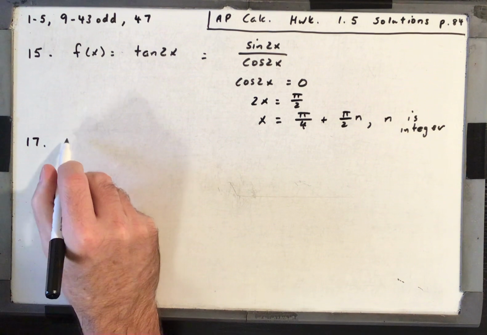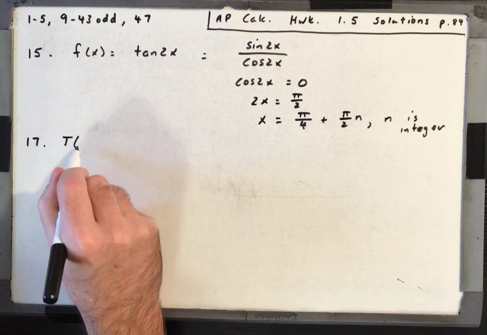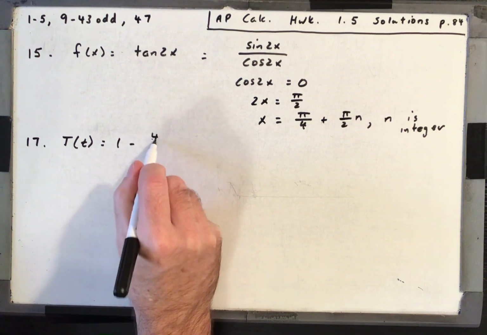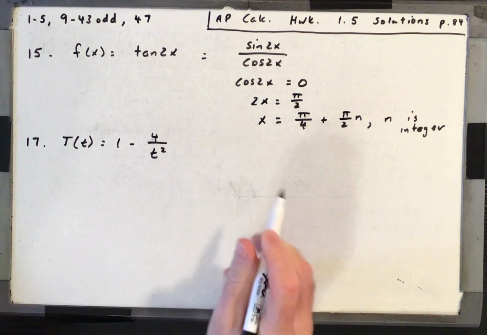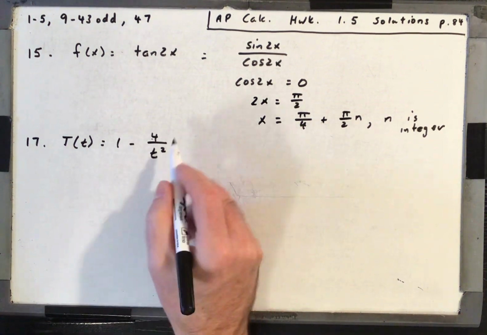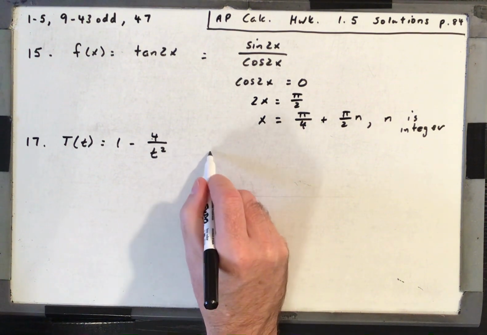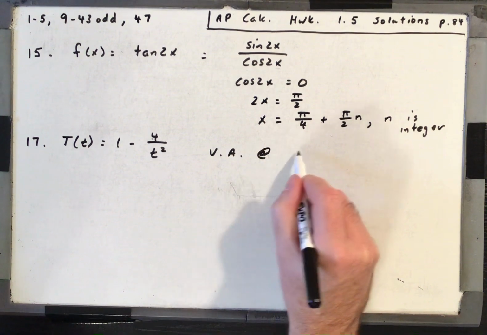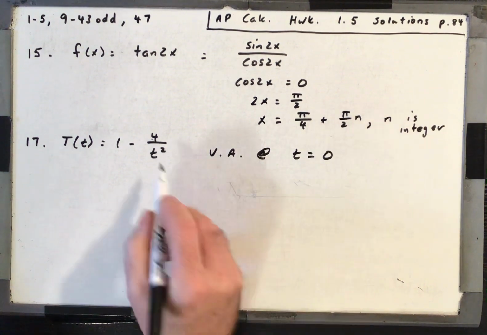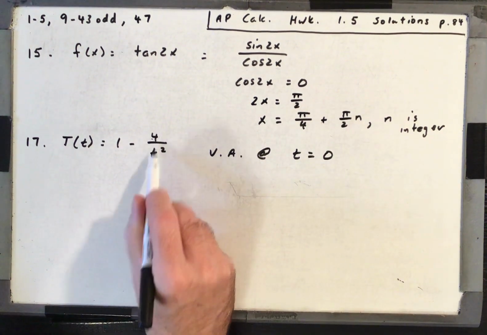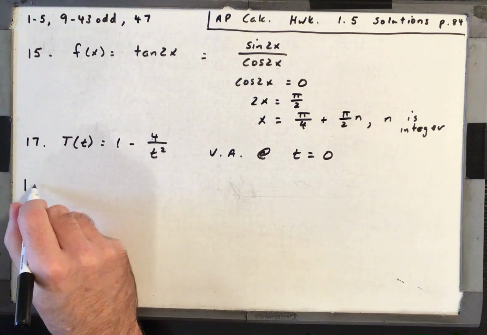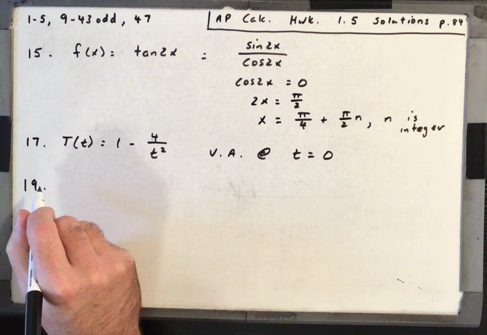Okay, 17, we have t of t is equal to 1 minus 4 over t squared. Well, don't let the 1 minus out front distract you. This thing becomes undefined. It has a vertical asymptote at t equals 0, right? Because 4 over 0 would be a vertical asymptote. So don't overcomplicate it.